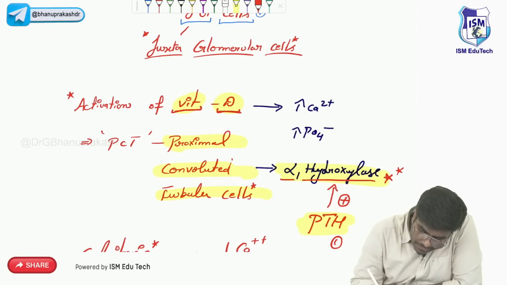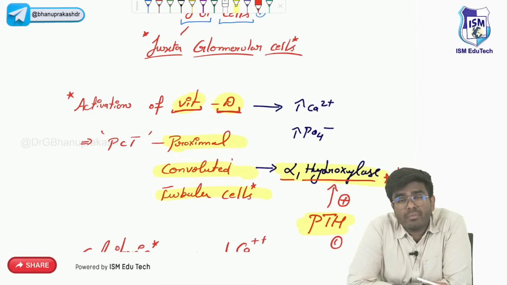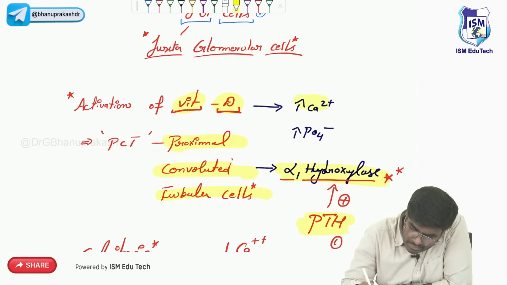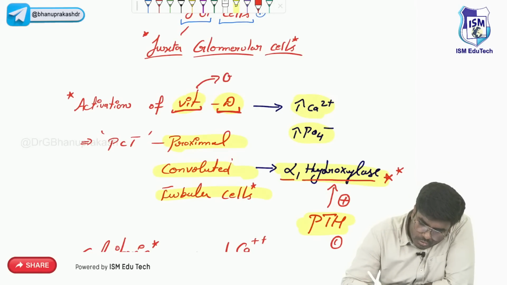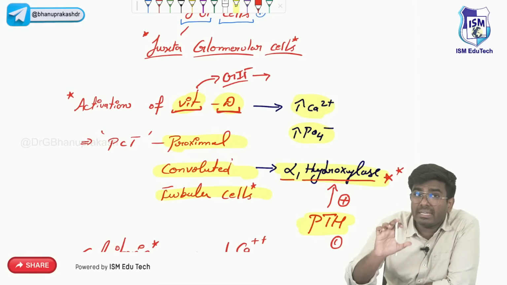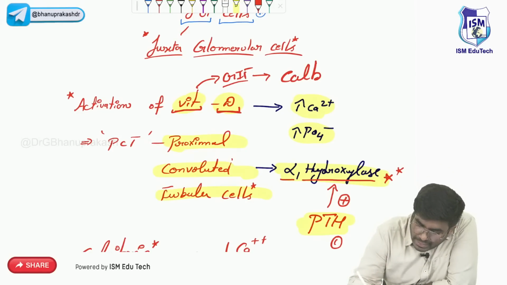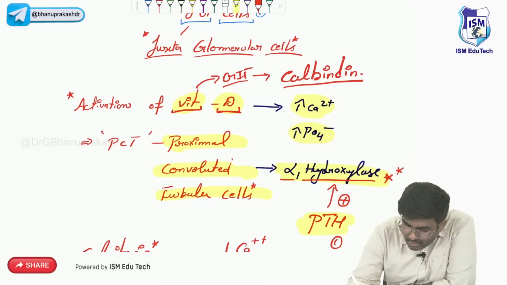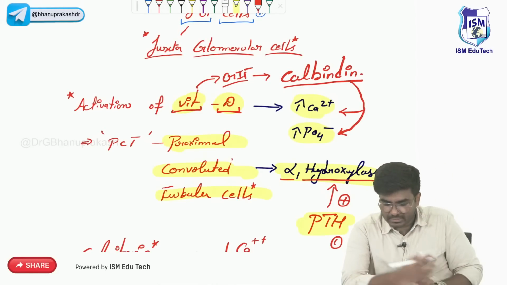Now, a question that was asked many times: what is the action of vitamin D? Does vitamin D increase the blood calcium levels? Yes, it does. Vitamin D increases the blood calcium levels as well as blood phosphate levels. How? Vitamin D goes to the gastrointestinal tract and incorporates a protein called calbindin, very, very important. With the help of calbindin, it helps in absorption of calcium as well as phosphate from the GIT.